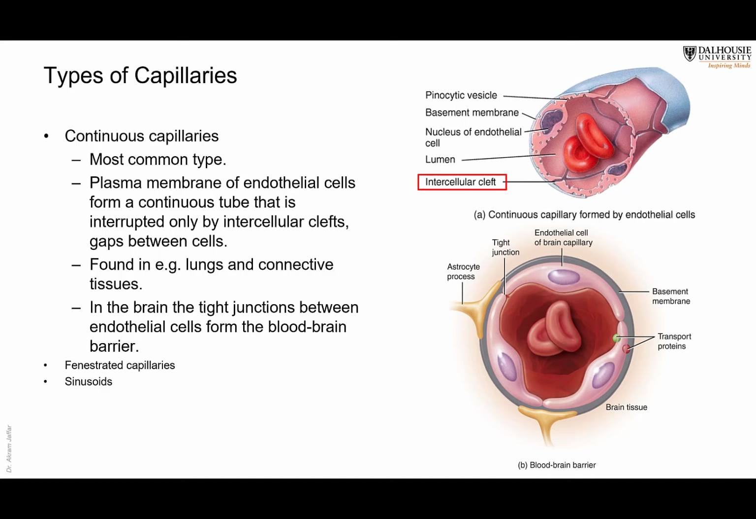We mentioned that. If you go back to the brain, you will see that these tight junctions are the essential component of the blood-brain barrier, in addition to the astrocyte processes, the glial cell processes. And so any substance that is present in the blood has to be selectively chosen by the endothelial cells. It cannot just pass in between the cells, okay? So these are the continuous capillaries.